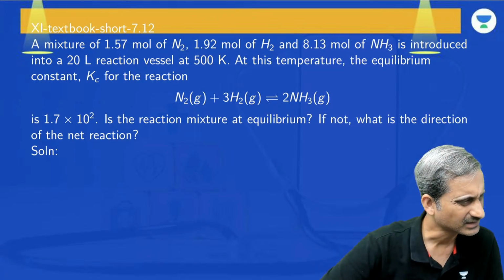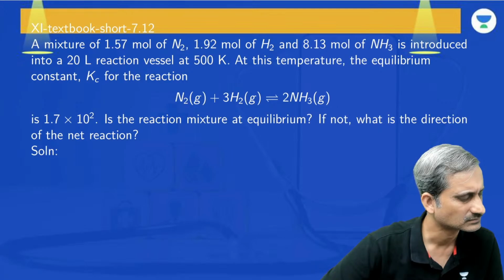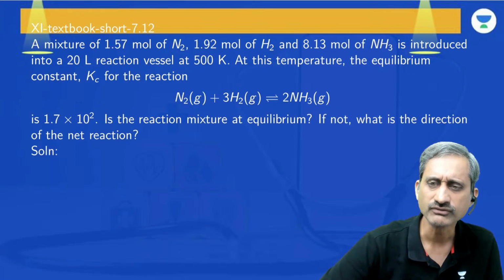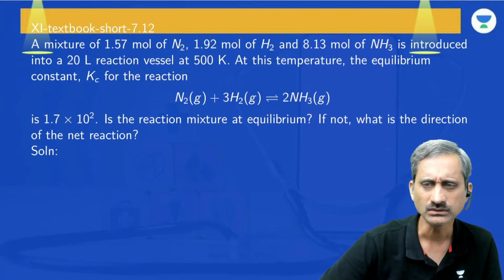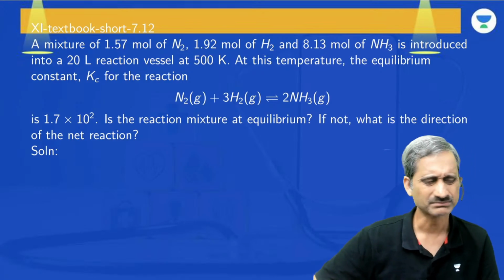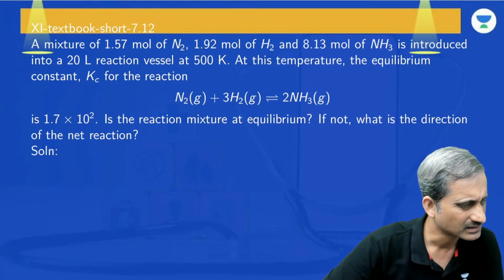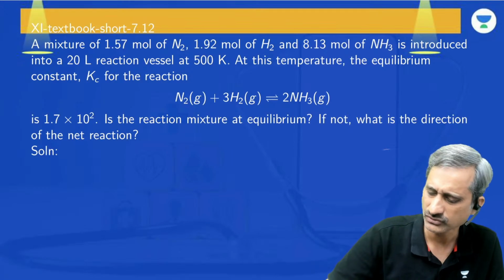ये वाला बताना है क्यों? You have to find the value of q. q की वैल्यू निकालो, पता चल जाएगा कि रिएक्शन फॉरवर्ड जाएगा या बैकवर्ड जाएगा। इस क्वेश्चन में क्या करना है? You have to just find the value of q.